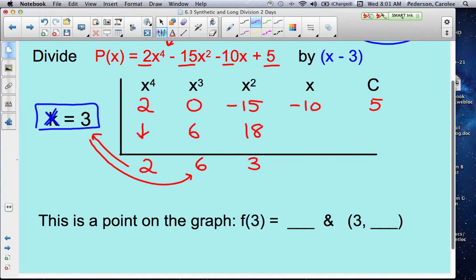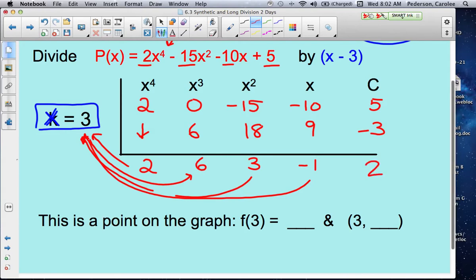Add that column. Now multiply. 3 times 3 is 9. Then we add the column. Negative 10 plus 9 is negative 1. Then we multiply. Negative 1 times 3 is negative 3. Then we add the column, and we get 2. This is our remainder. Our remainder is 2.